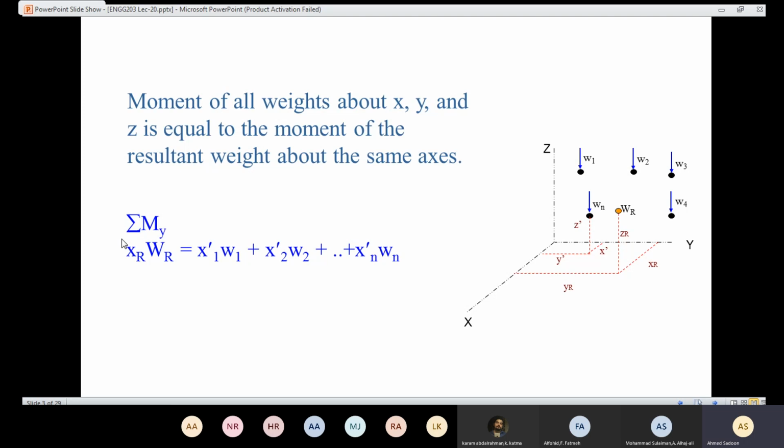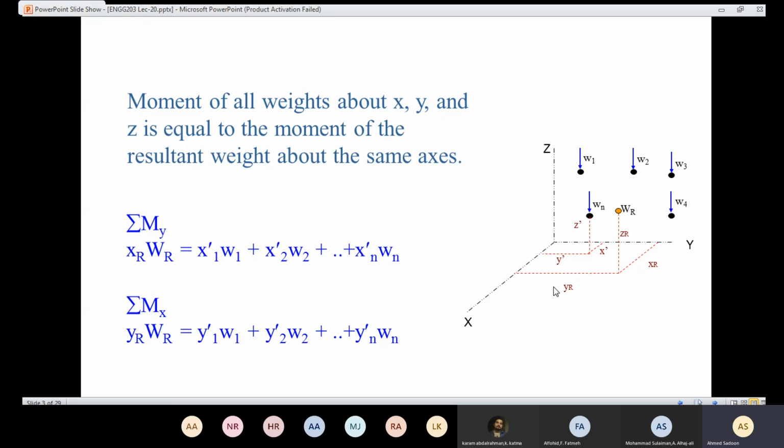So if I want to know XR, I'm going to solve for XR. Similarly, if I'm going to take the moment about X here, W1 is going to produce a moment about X. This time the distance is going to be Y1, and for Wn, I'm going to have Yn. And the moment that is going to be produced by all of these particles should be equivalent to the moment produced by the resultant times the YR, the center of gravity for the resultant.